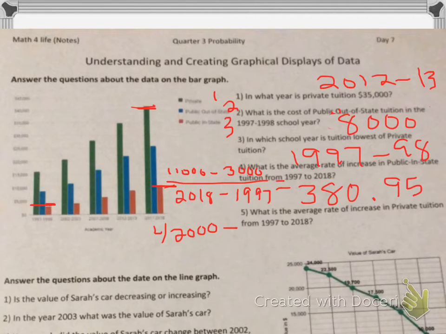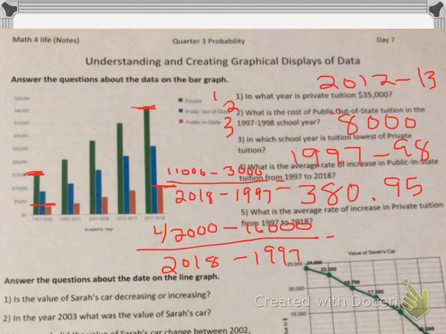And then I'm going to subtract off that the first year tuition that they're asking me to look at there, and I'm going to estimate that at $16,000. Then I'm going to do my years on the bottom again. So I know the year they asked me to go from was 2018 all the way back down to 1997. I'm going to punch that in my calculator.